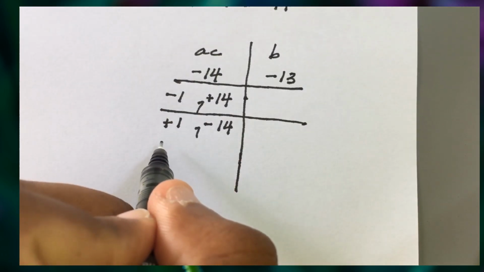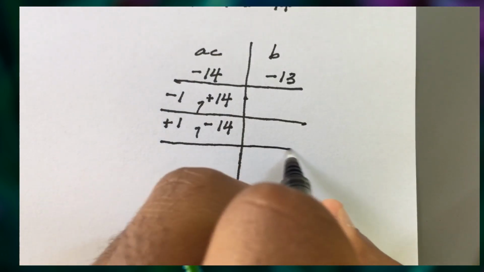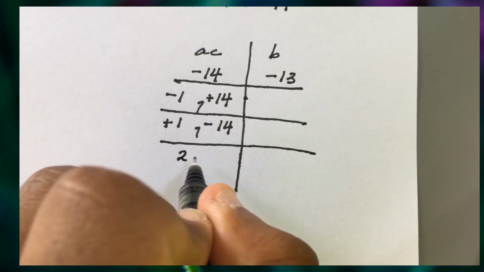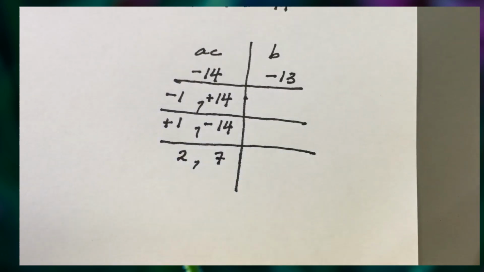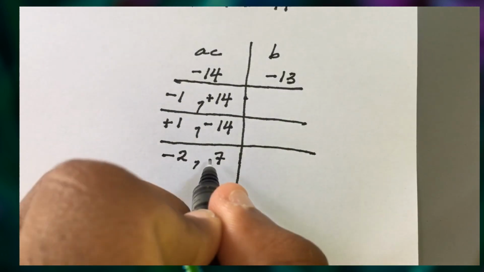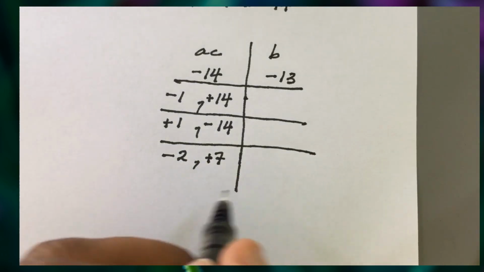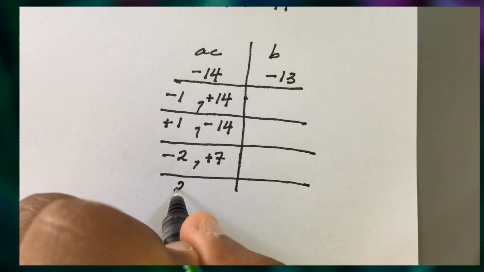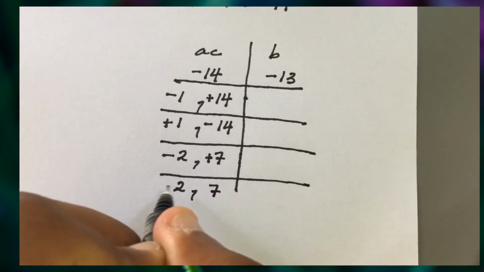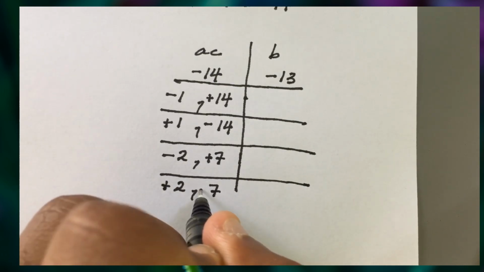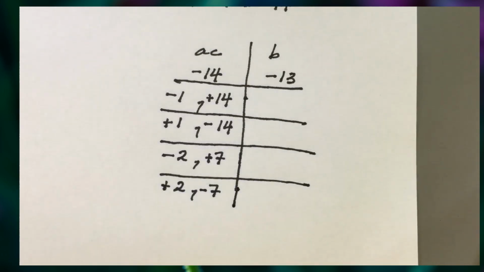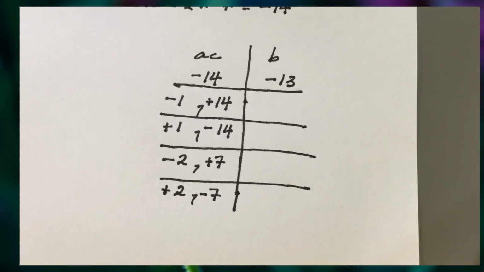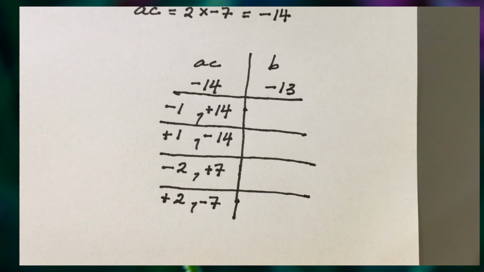So what are some other factors of negative 14? We'll have 2 and 7. And remember, one must be negative and one must be positive. I'm going to make a copy of it again. We're going to have 2 and 7, this time the 2 is positive and the 7 is negative. There are no more factors of negative 14. So let's just perform the sum now.